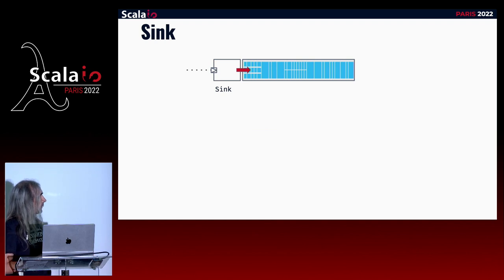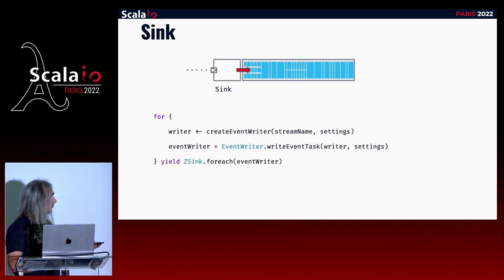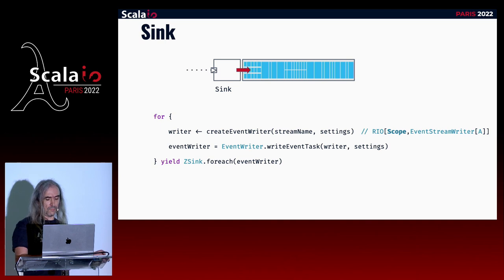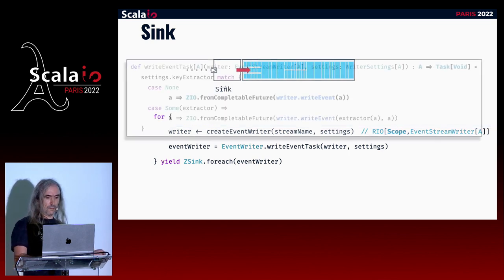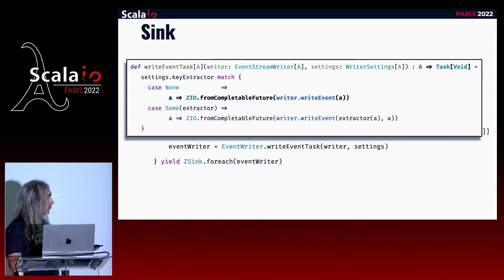How do I implement a sink? Same pattern. I will need to retrieve a writer in the same way. You see the scope, meaning that this writer will be released when the streaming will finish. When there is a scope there, there is a finalizer somewhere. Okay, so again, it's just a call to the Java API to produce a writer, add a finalizer, and after I need to push an event in the writer. The important part is this one, just from an event to a task.